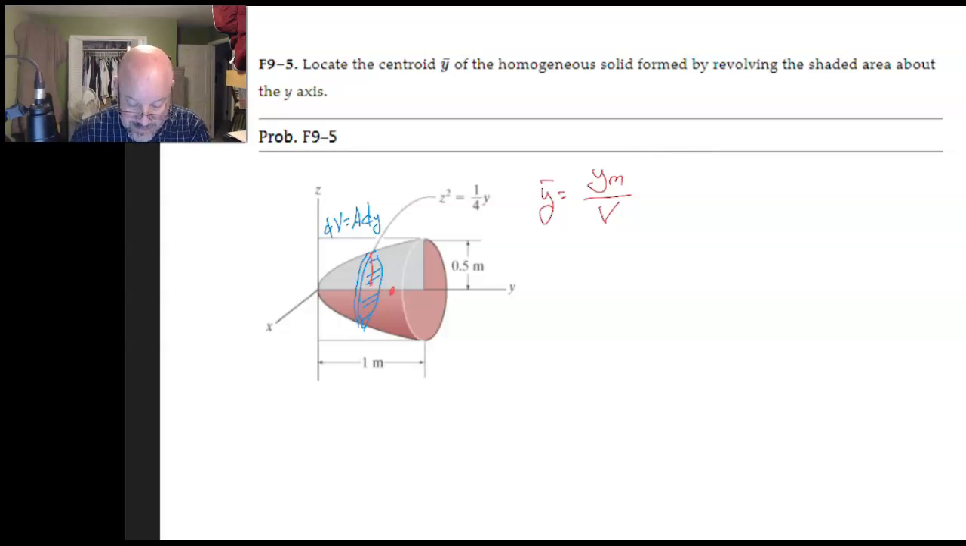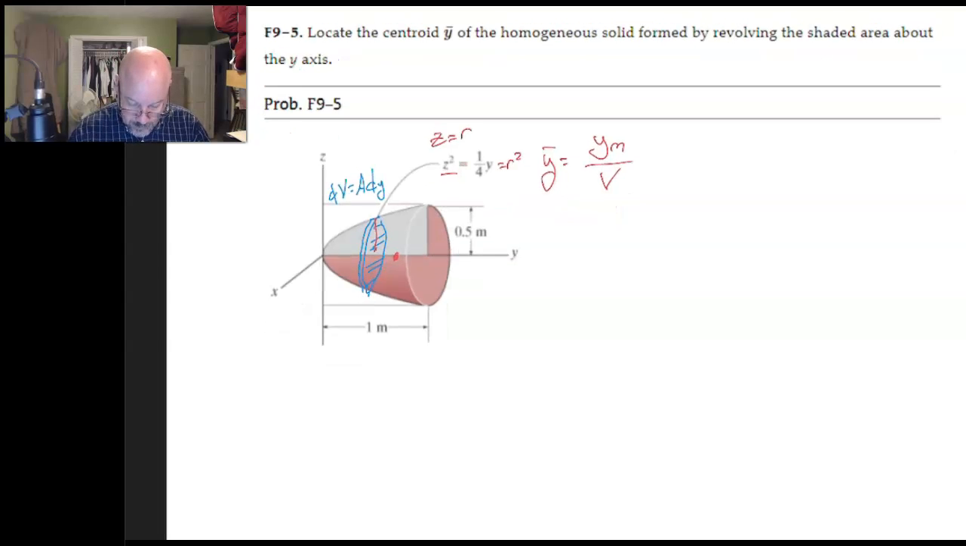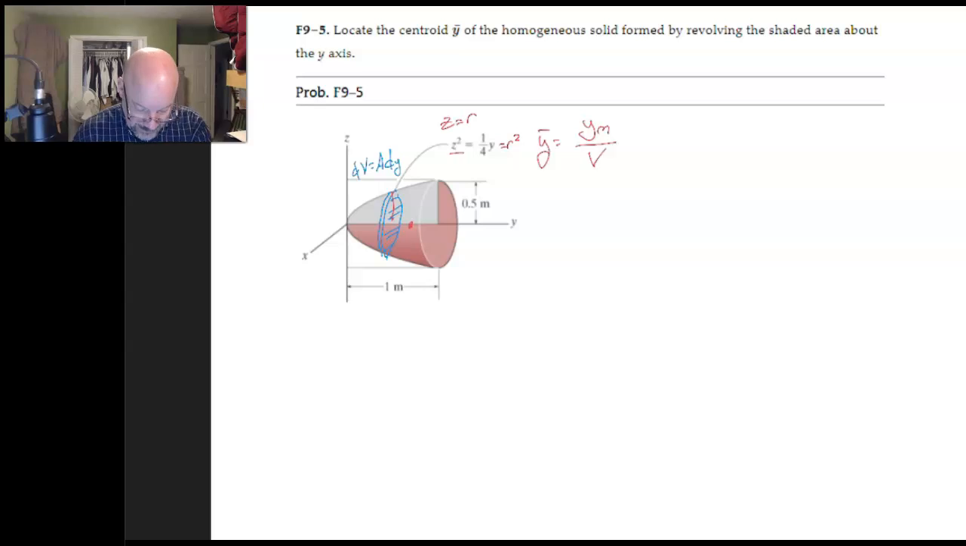Here it says z squared is 1/4 y, and really that's the same thing as r. In our case, z is equal to r, so this 1/4 y is actually r squared as well. Let's go ahead and work it out. Our volume is going to be a bunch of volume elements, so we're going to go A dy, from 0 to 1.